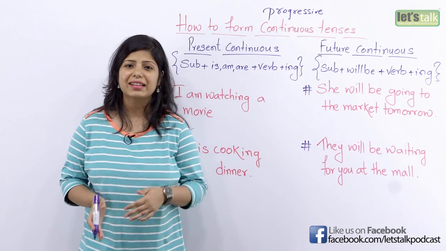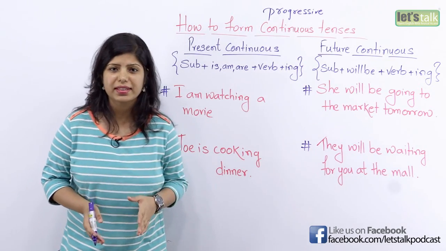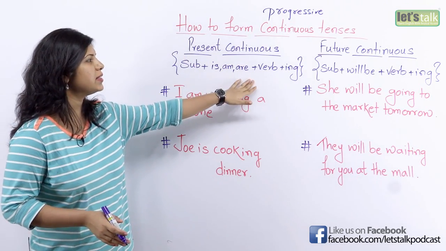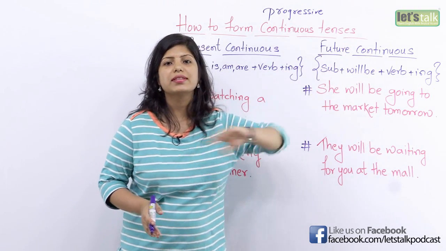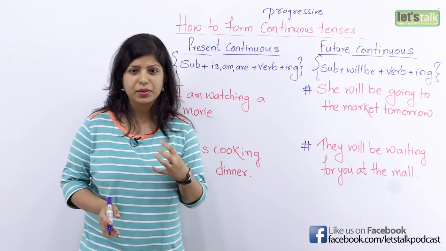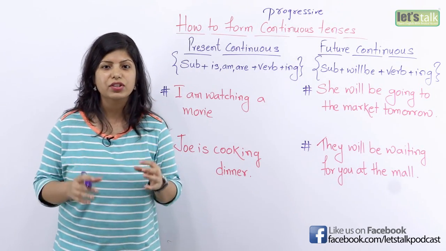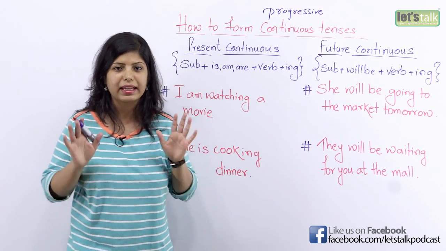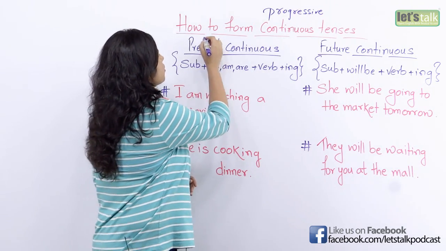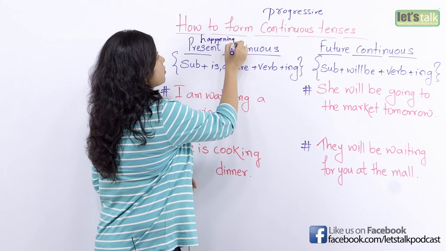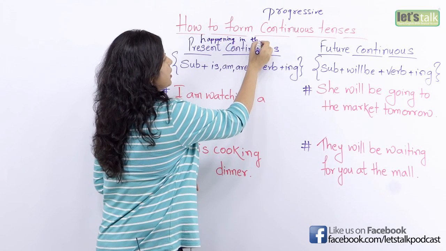So guys, just like we looked at the past continuous tense, what we're going to look at now is the present continuous and the future continuous tenses. Now what do I mean when I say present continuous? I mean an action that is going on at the moment, in the current time. Okay, let me write that down for you. So an action which is happening in the present.